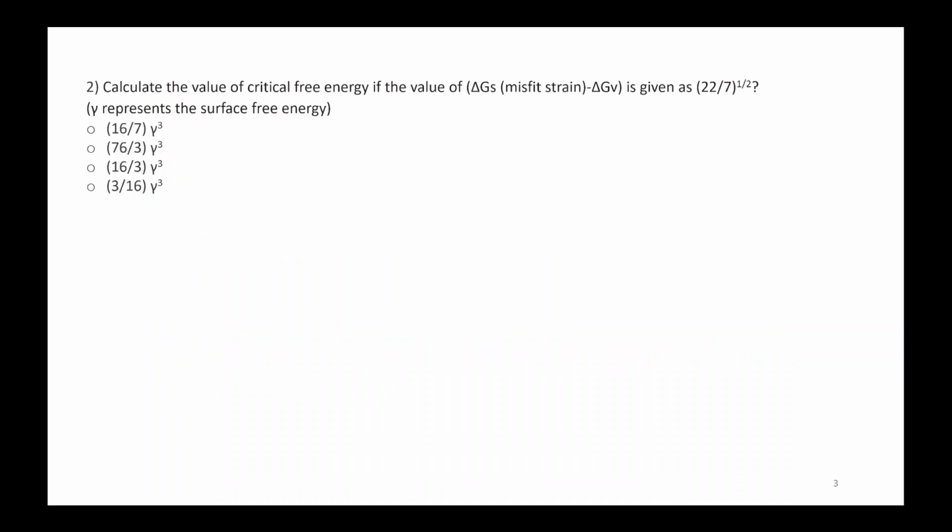Second question is, calculate the value of critical free energy if the value of delta Gs minus delta Gv is given as 22 upon 7 times half, where gamma represents the surface free energy. Your options are 16 by 7 gamma cube, 76 by 3 gamma cube, or 16 by 3 gamma cube, or 3 by 16 gamma cube. So your answer will be 16 by 3.